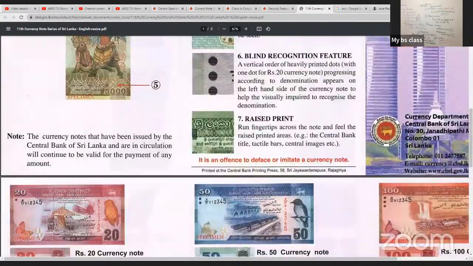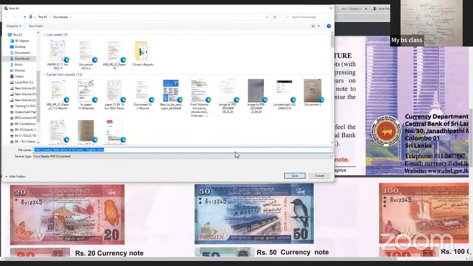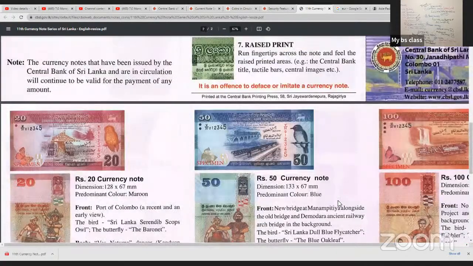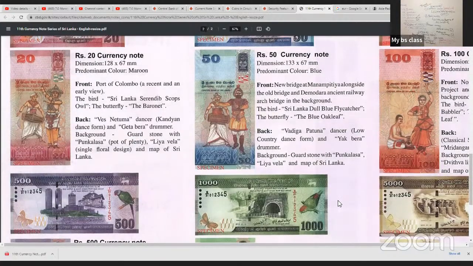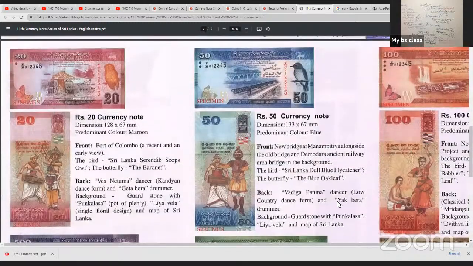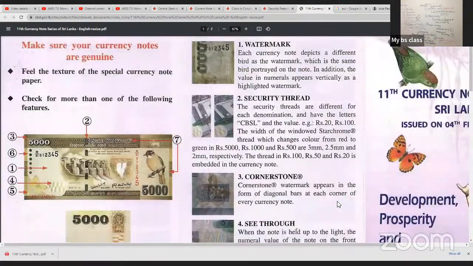So what I'll do is I'll share this document, right? Just for your additional knowledge. I'll share this to the group. But you know, you have to just know some security features as well, right?